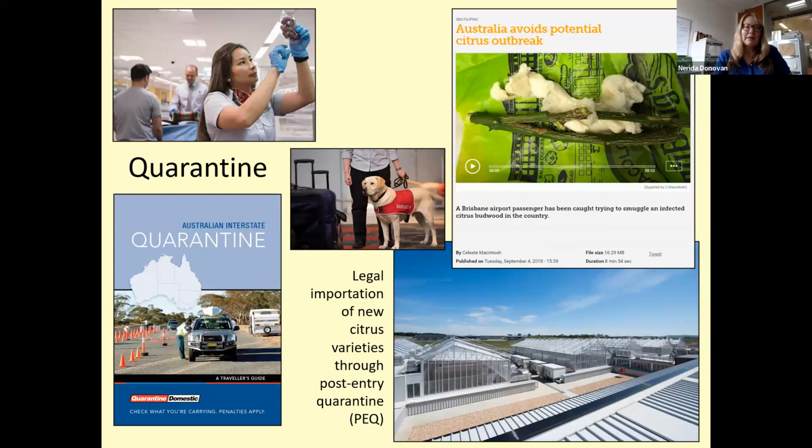We've also got distinct border protection, not just the Australian border, but for the state borders, because of some diseases that are limited to certain areas, which I'll go into in a minute as well.